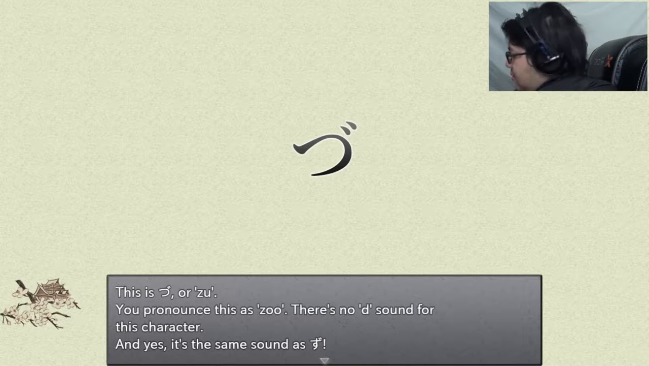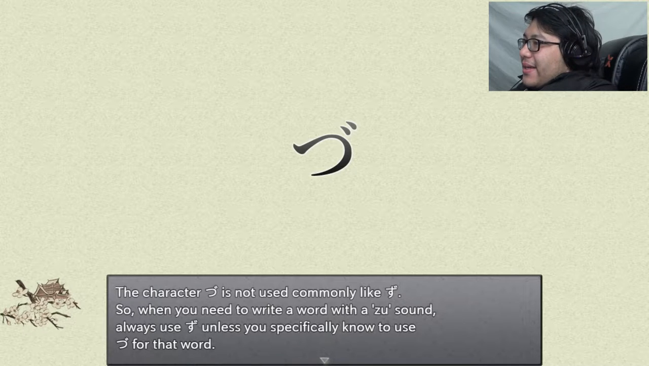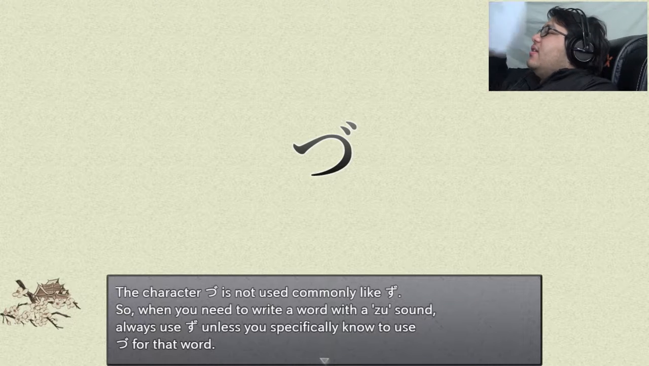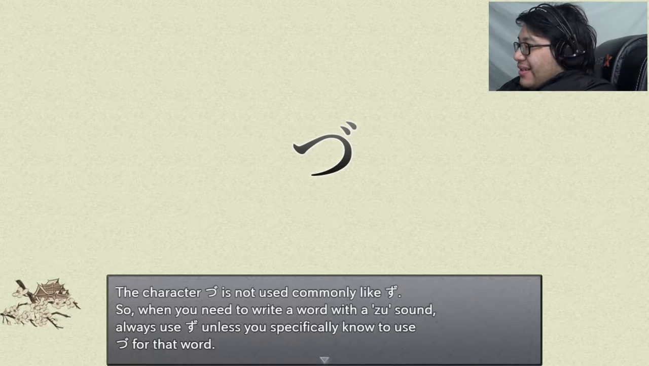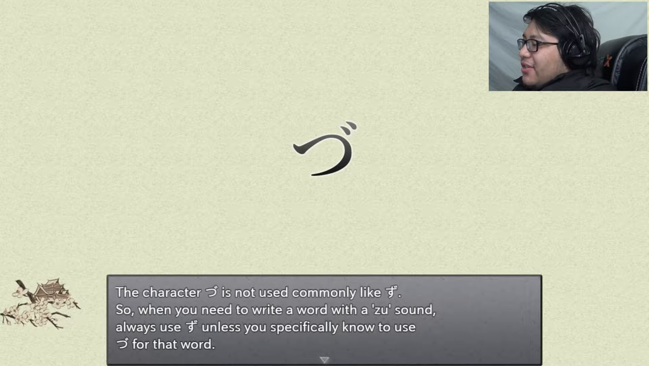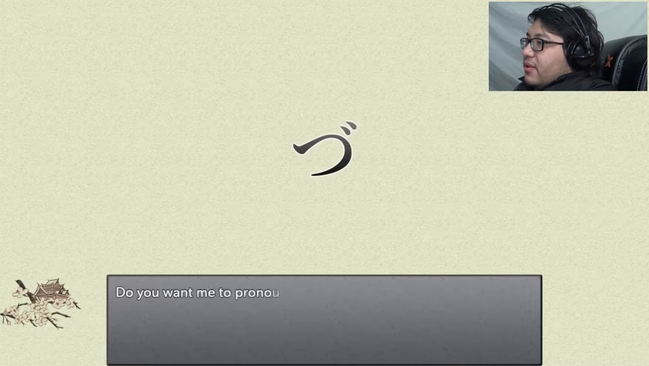All right. How many hiraganas are there anyway? Character zu is not used like the whatever that is. So whenever you need to write a word with a zu sound, always use that one unless you specifically know how to use zu for that word, which is, I've seen that, su. So su and zu. Good God. This game. Oh, good God, Japanese. Write su as normal, then add your Dakuten marks in the position shown in the image above. Zu.